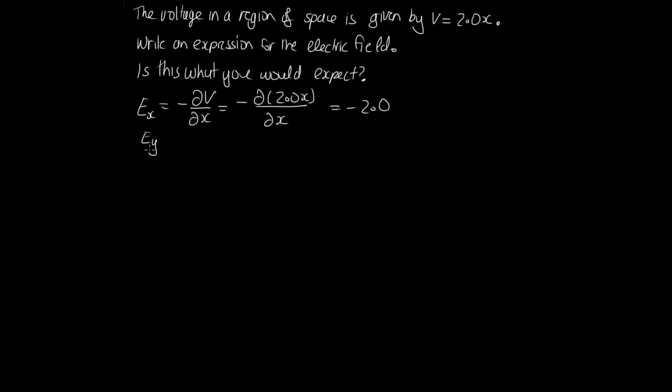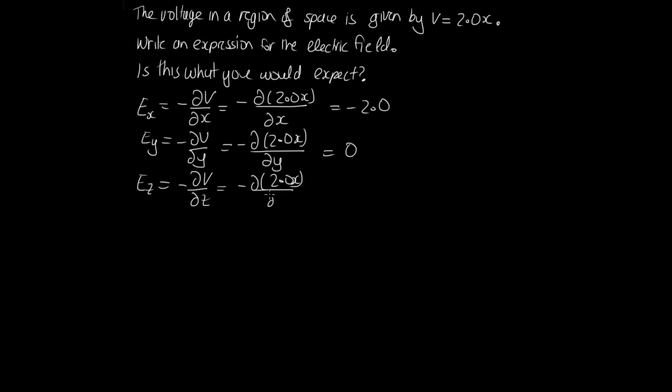In the y direction, we have minus dV dy. So this is equal to minus the derivative of 2x with respect to y. So because this is not varying in y, when we take the derivative of this with respect to y, we end up with 0. And similarly for z, we've got the electric field in the z direction is given by minus dV dz, which is equal to minus d 2x dz. But because this is constant in the z direction, this gives us a derivative of 0.